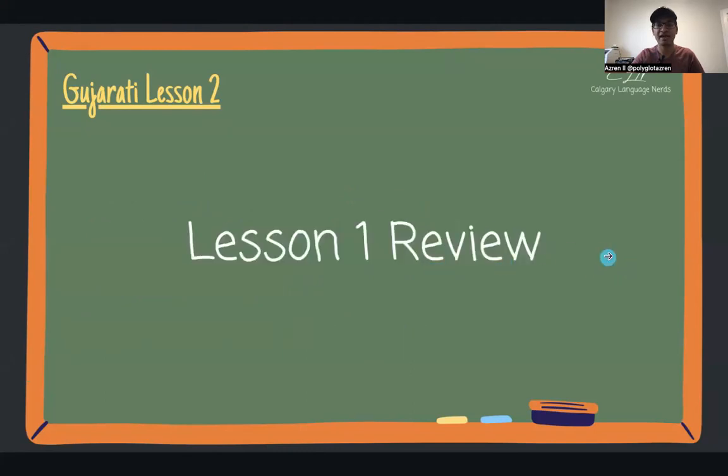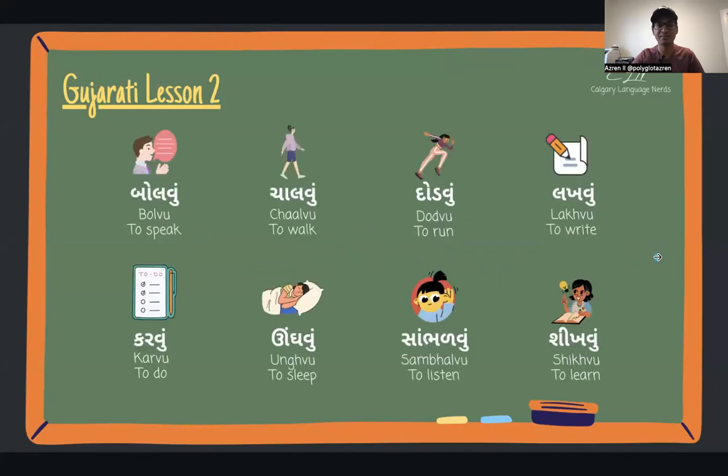We already did a very fast review of lesson 1, so we'll skip this. Here are 8 verbs in Gujarati, 8 very common verbs. I'm going to say them. You can repeat them after me if you'd like. Bolvu, chalvu, dorvu, lakhvu, karvu, ungvu, sambharvu, shikvu.